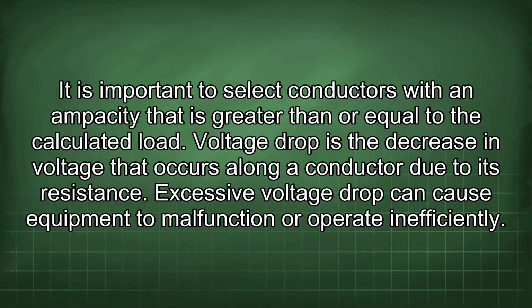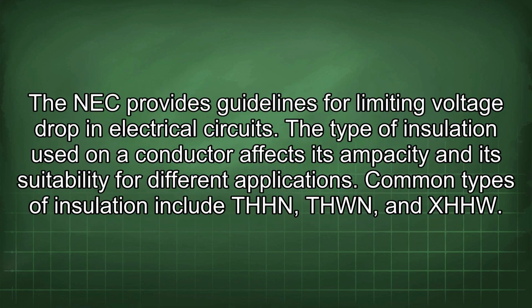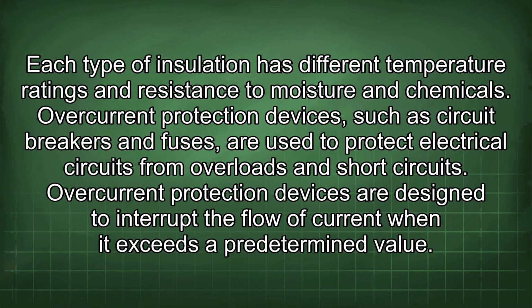Voltage drop is the decrease in voltage that occurs along a conductor due to its resistance. Excessive voltage drop can cause equipment to malfunction or operate inefficiently. The NEC provides guidelines for limiting voltage drop in electrical circuits. The type of insulation used on a conductor affects its ampacity and its suitability for different applications. Common types of insulation include THHN, THWN, and XHHW. Each type of insulation has different temperature ratings and resistance to moisture and chemicals.